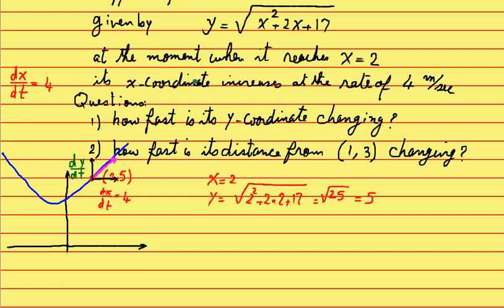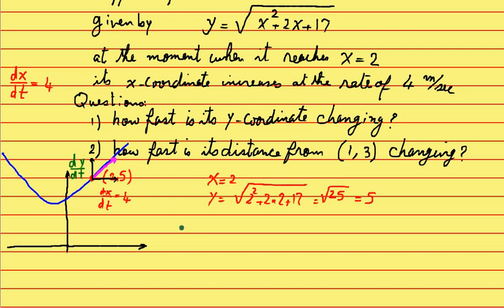What's our clue? Our clue is that y is related to x by this. So the rate of change of y is related to the rate of change of x. How do we do this? By rules of differentiation, particularly the chain rule. We are going to go ahead and do that. So let's go ahead and differentiate.